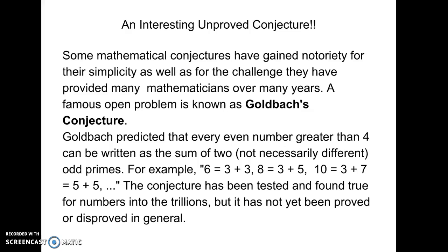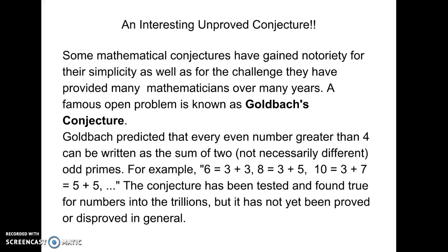So this is something that I think is really interesting, and I like it because it's not that complicated. We can all understand it. There's this conjecture called Goldbach's conjecture, and it's been around for years. Essentially, this guy predicted that every even number, like 6, 8, 10, can be written as the sum of two odd prime numbers.